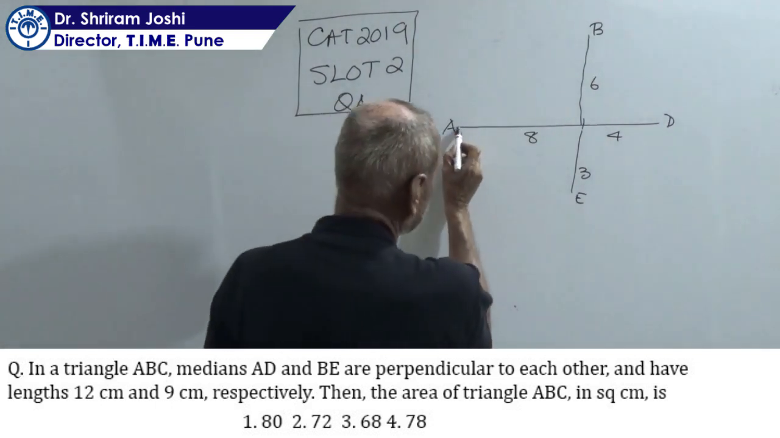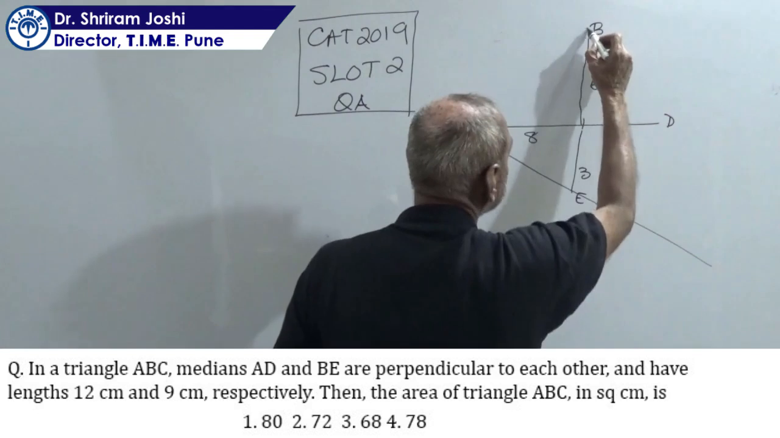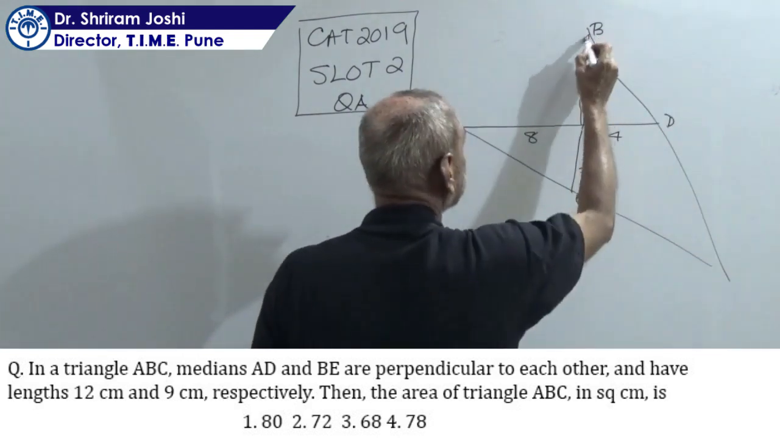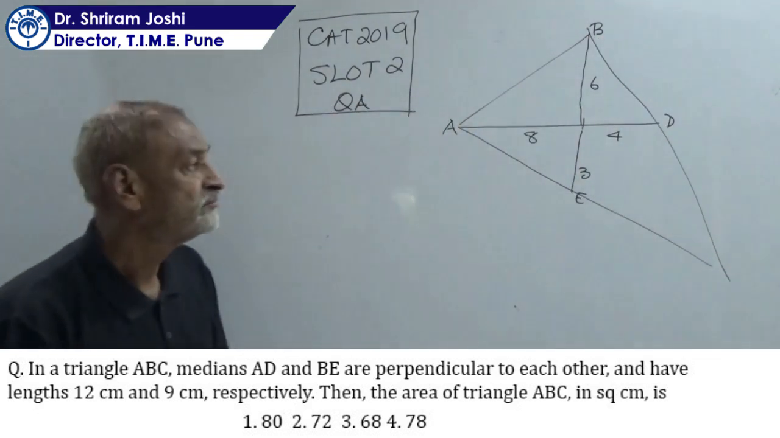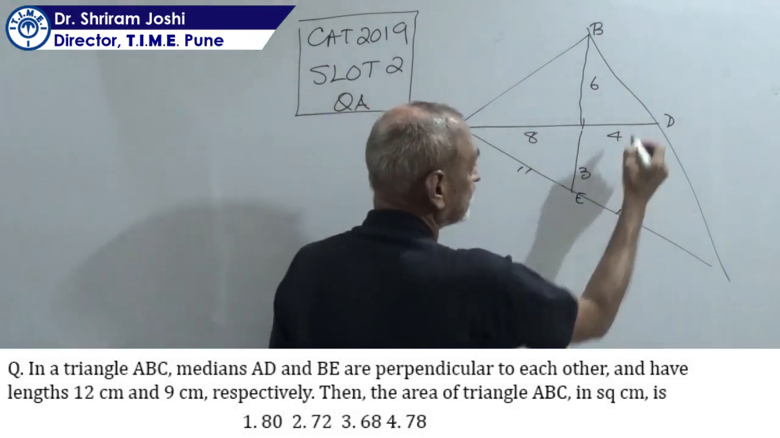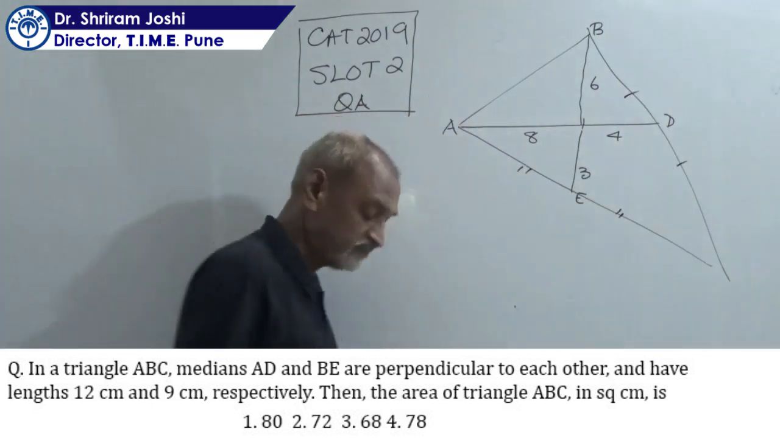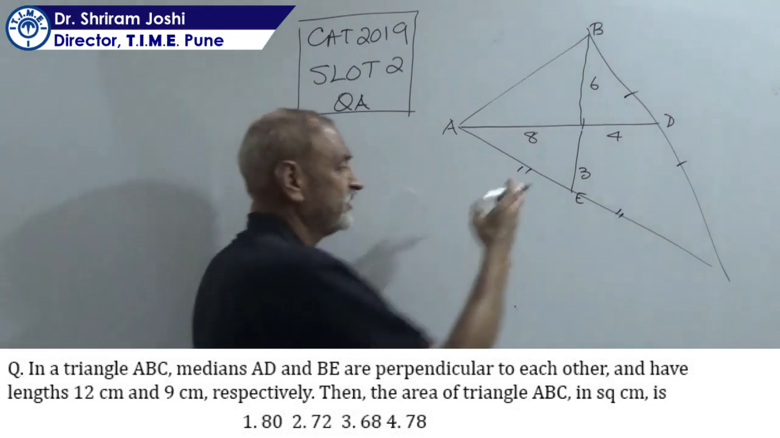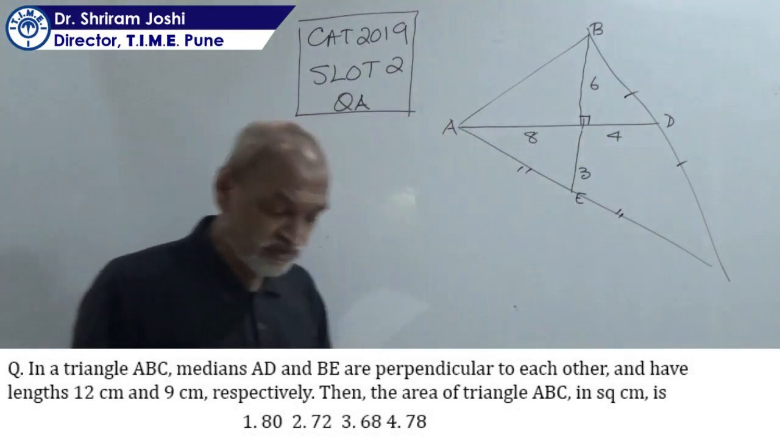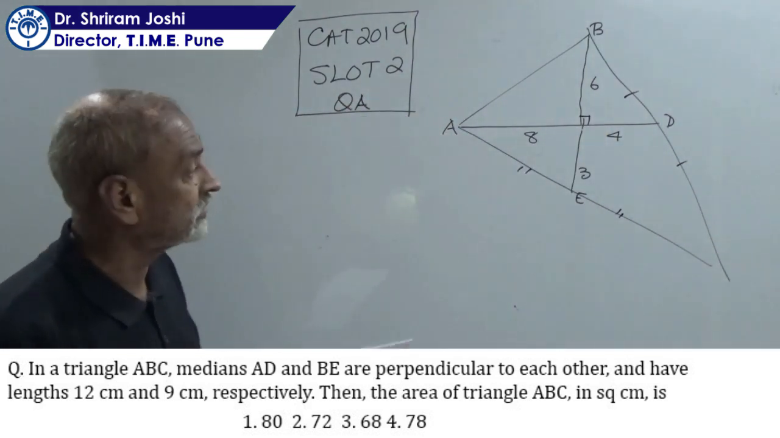So what does the triangle look like? The triangle actually looks like this. This is the triangle. This is equal to this. This is equal to this. What's the question? This is a right angle. The question is, what is the area of this triangle?